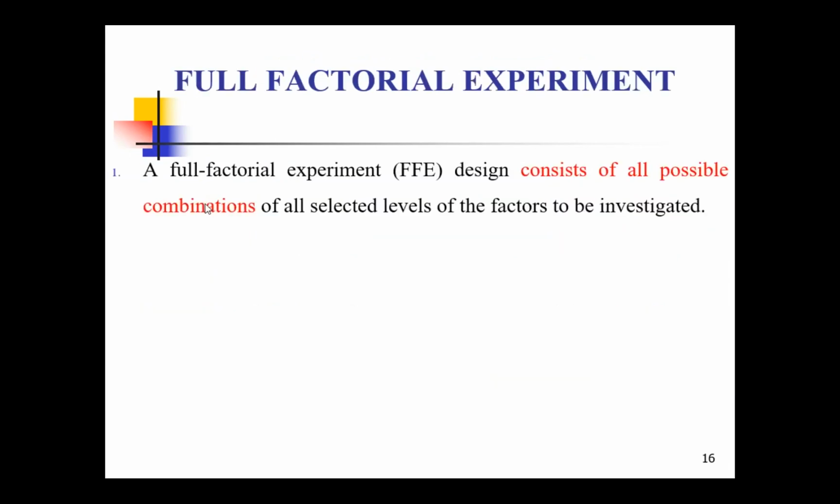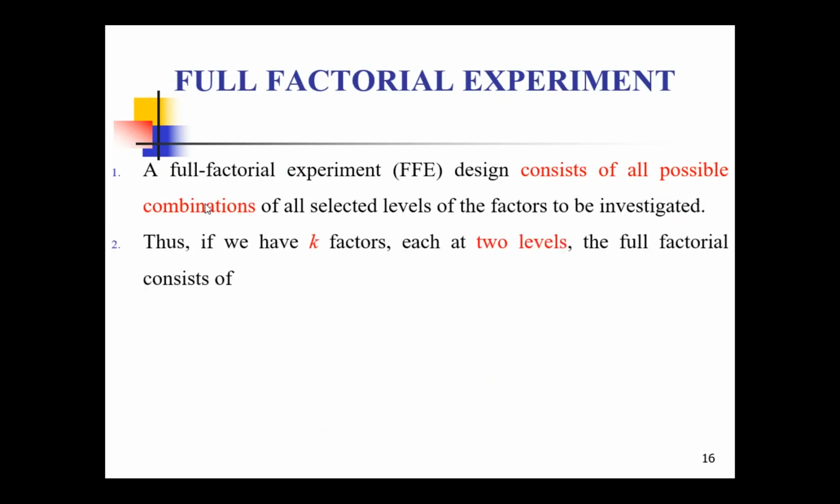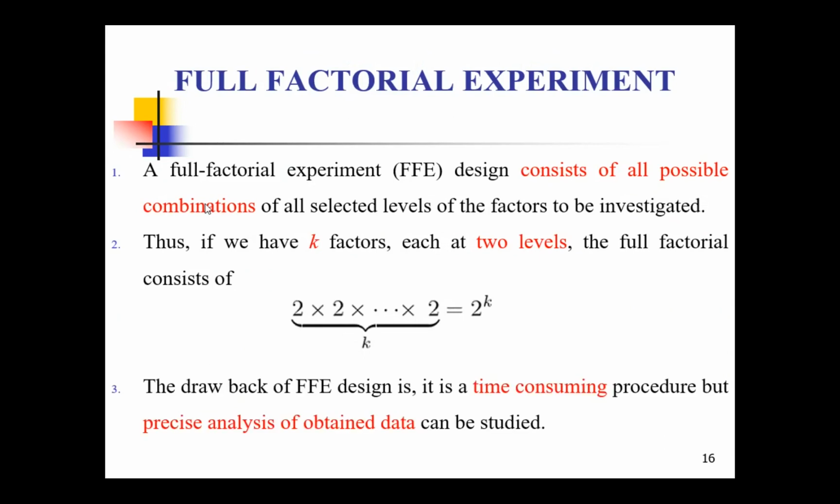Coming on to full factorial experiment. This full factorial experiment consists of all possible combinations of the selected inputs that we are going to experiment. If I am going to have k factors, the k factors is nothing but the number of inputs, as in the turning experiment, cutting speed, feed, depth of cut. So the number of k is equal to 3, that is 3 inputs. Each at 2 levels, the full factorial consists of 2 power k designs. In our work, in the turning operation, the number of inputs is 3. So 2 power 3, which is equal to 8 experiments.